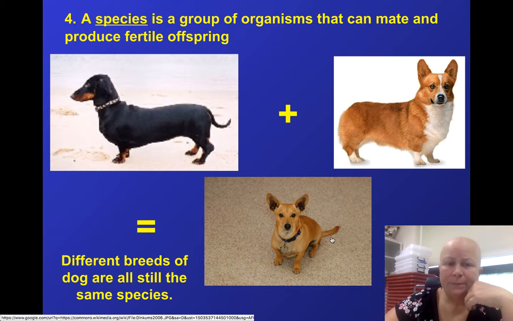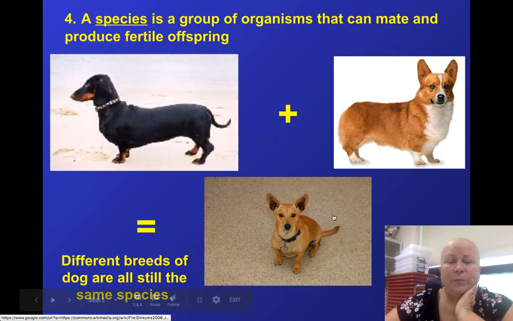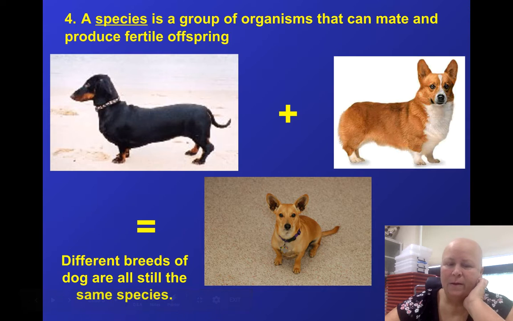In this case, you have the dachshund and the corgi, which breed to produce this dog. I can't remember what they're called. I'm so sorry. But anyway, this breed of dog is still part of the dog species. All right.